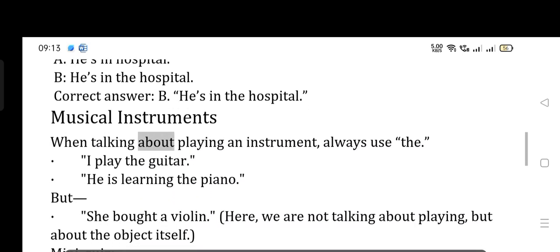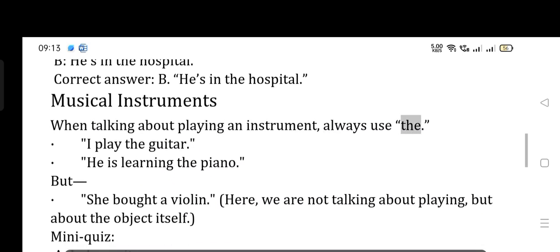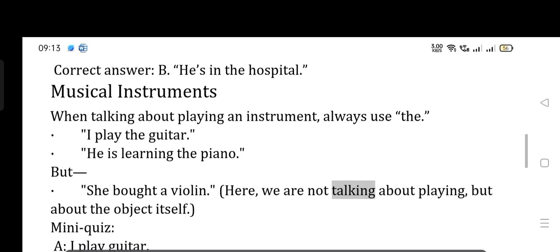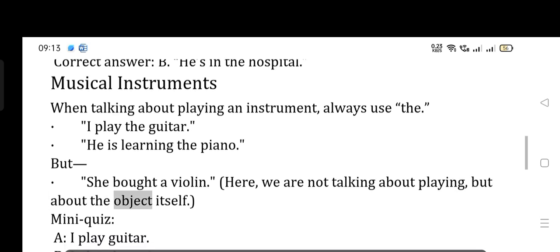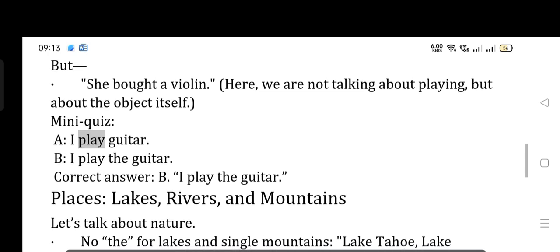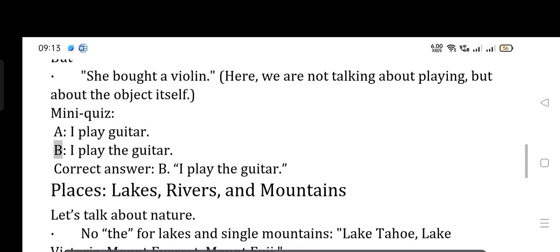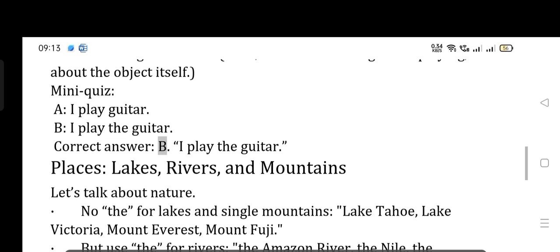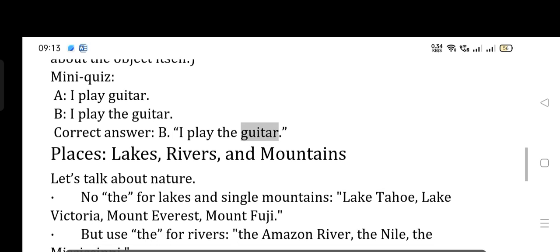Musical instruments. When talking about playing an instrument, always use "the." I play the guitar. He is learning the piano. But: she bought a violin. Here, we are not talking about playing, but about the object itself. Mini quiz: A. I play guitar. B. I play the guitar. Correct answer: B. I play the guitar.